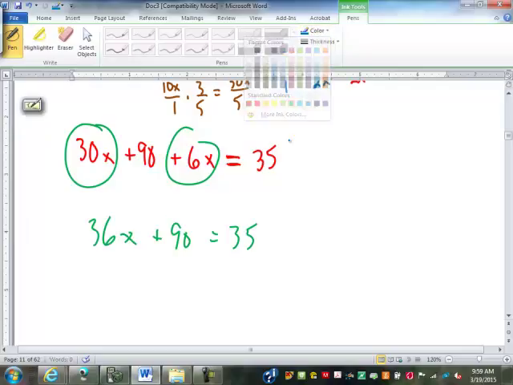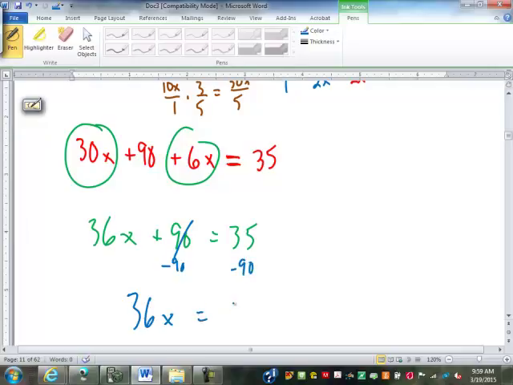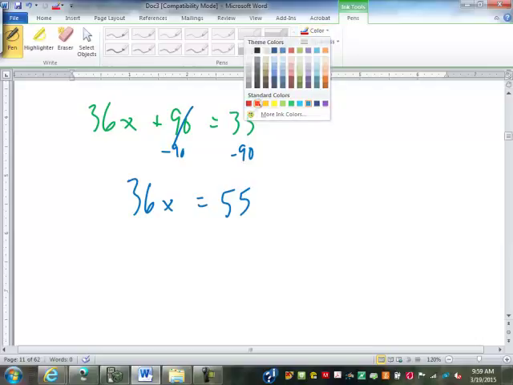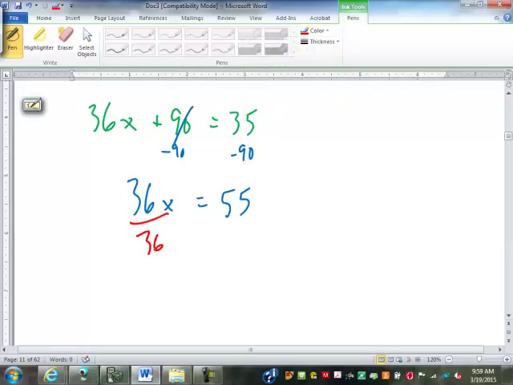Okay. Now we're going to subtract 90. That's gone. We still have 36x here. Subtracting 90 here gives us 55. And then, other way around, 55 divided by 36. Should be negative 55. Is that better? Okay.